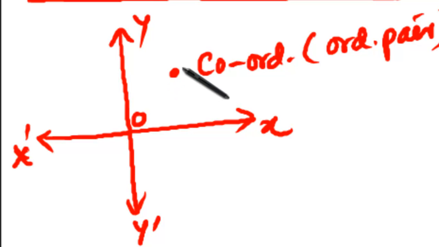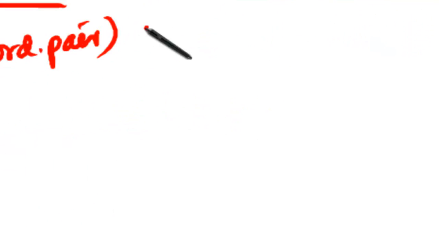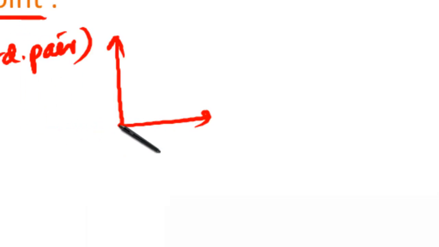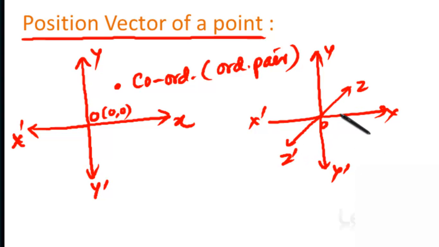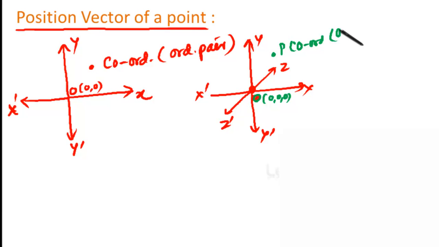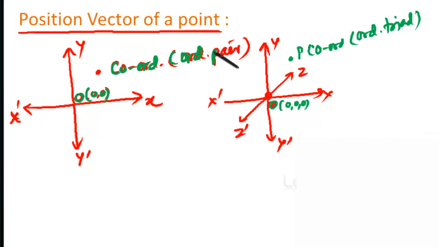In this coordinate plane, every point is designated by means of coordinates, or an ordered pair. Even the origin is given as (0, 0). In 3-dimensional geometry too, we have the coordinate system with X'OX, Y'OY, and Z'OZ. In this Cartesian system also, every point is given by means of coordinates, called an ordered triad, including the origin.